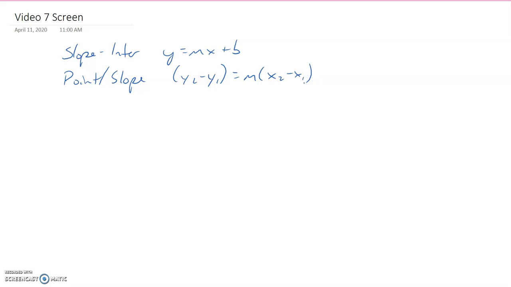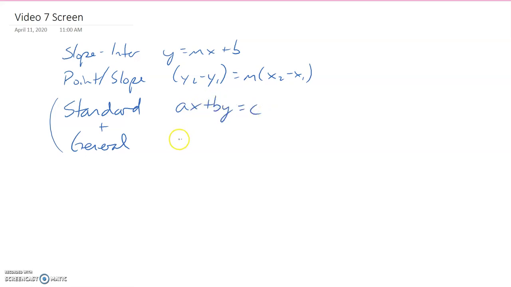There are two other common forms of ways to write lines, and those are the standard form and the general form, which are almost identical to each other. There's a slight difference between the two, but almost everything else is exactly the same. Standard, which you'll often see, is something like this, and then this is the general form. The only difference is where the C value is. You've got the A, you've got the B, you've got the C.